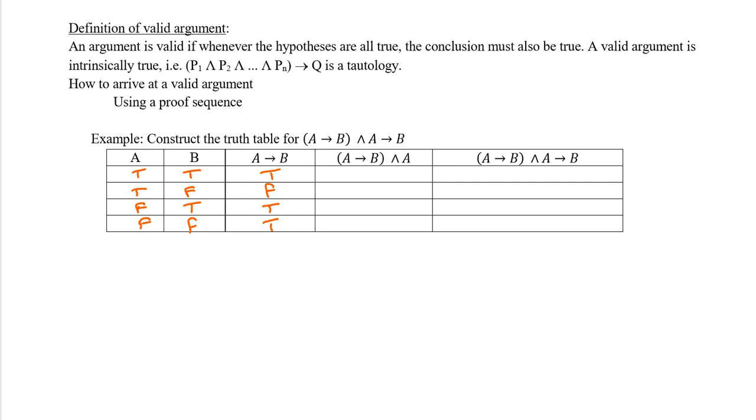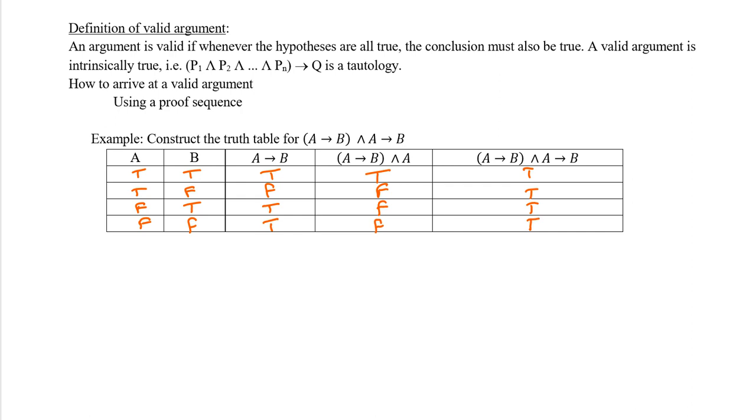Now, A implies B and A. You take the last column and with an and connective, it's true only when both of them are true. Otherwise it's all false. Now you take this last column and do an implication with B. Again, with implication, the only time it's false is when true leads to false. We have true leads to true, but nothing else. False leading to anything is true.